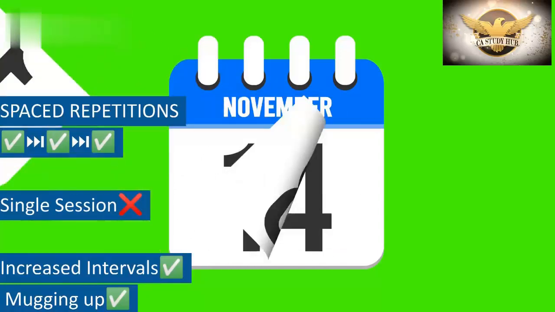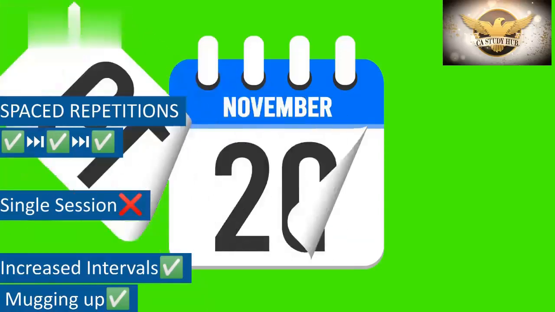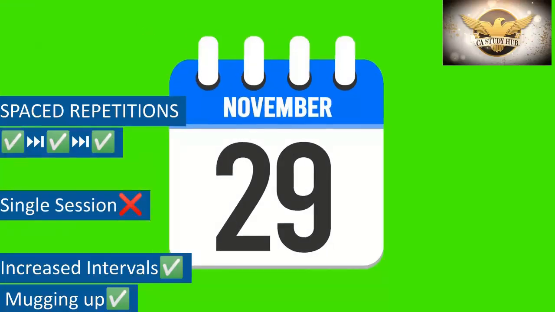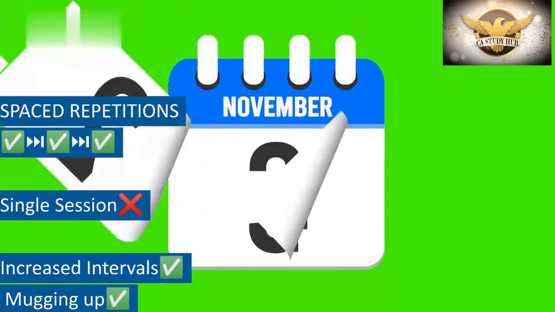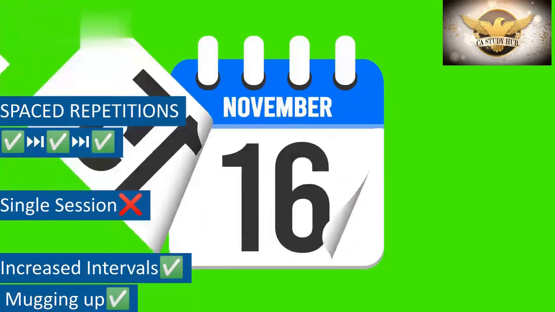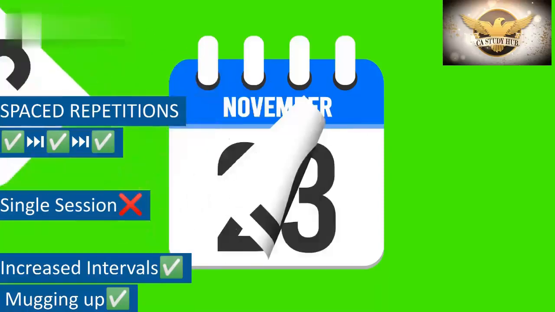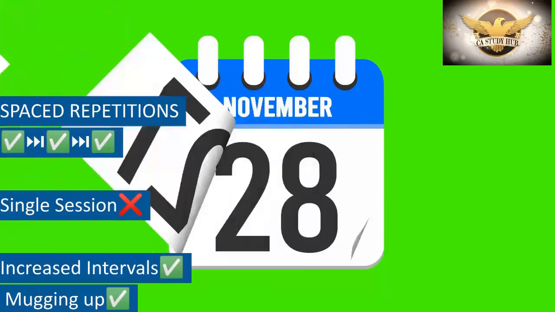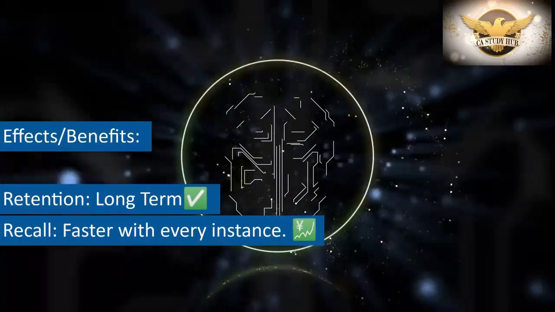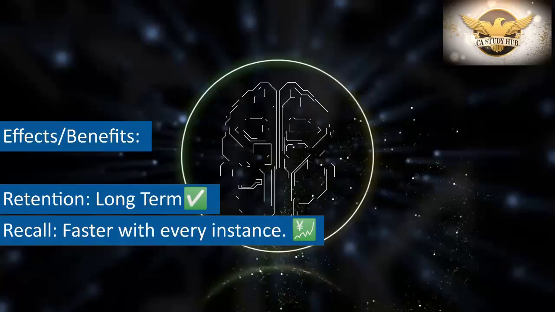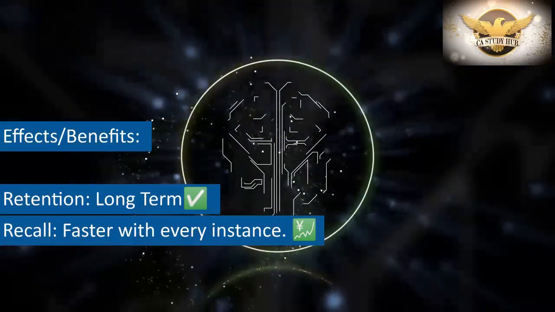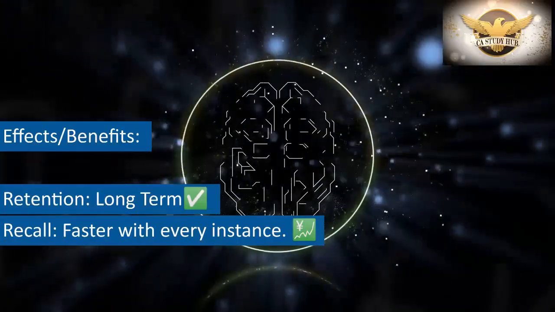This method involves reviewing information over time, but at increasing intervals. What we usually do is cram everything into a single study session, but under this method, we space it out. For example, you learn a topic, then you review it immediately, then you revisit it after a day, and then a week, and so on. Now what this method does is, it reinforces the information in your memory at optimal intervals, and by doing so, spaced repetition enhances your long-term retention of the key concepts that you just learned.